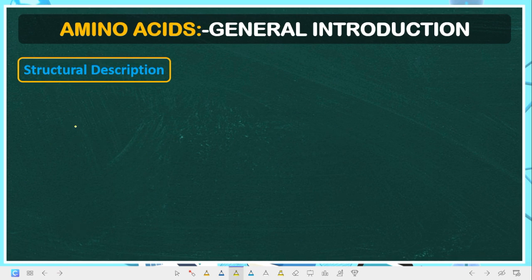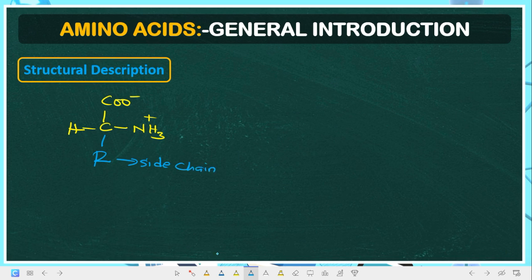We now have the structural description of amino acids. What are the amino acids made up of structurally? Now, the amino acids are made up of the carboxylic acid group, which in most cases is usually in the ionized form, and then it contains the amine group and then hydrogen, and then we have another group under here which is called the R group, or the side chain.